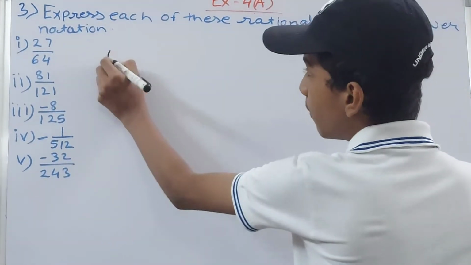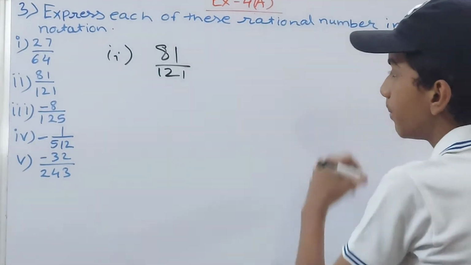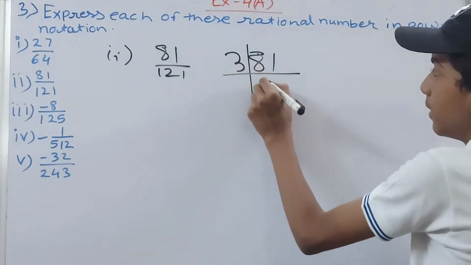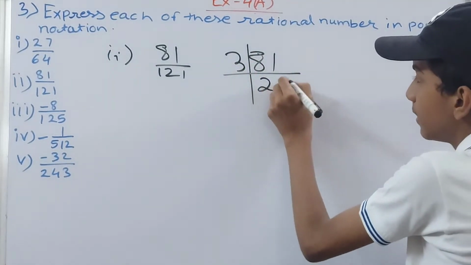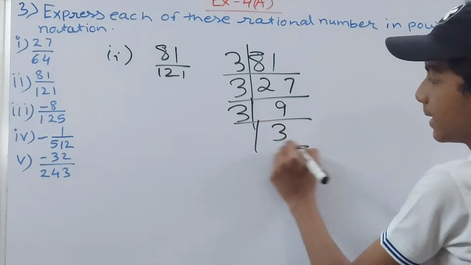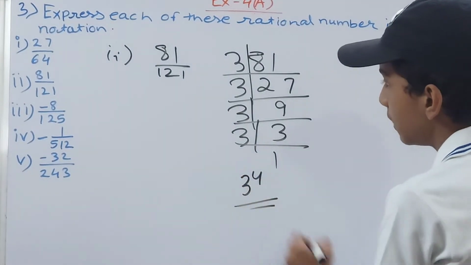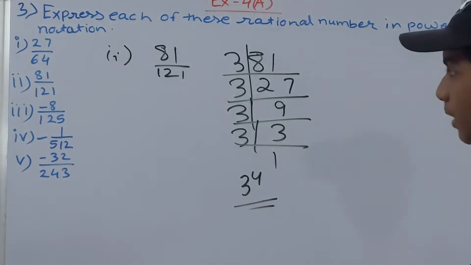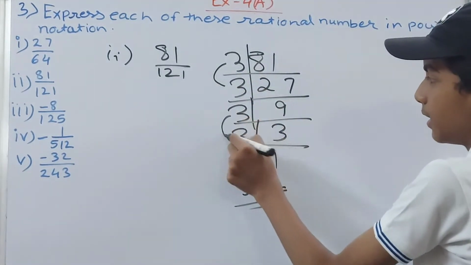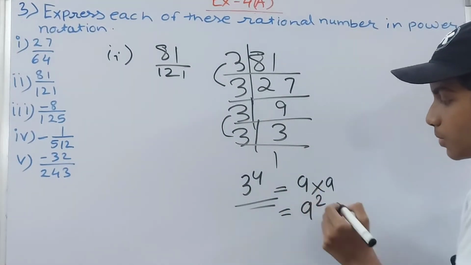Then we have 81 upon 121. So what we'll do is prime factorize it. First 81, divide by 3, then 27, again by 3, so 9. Now again 3, so 3, and then in the last 3, so 1. So we get 3 to the power 4 here, 3 into 3 into 3 into 3 basically. And this you can write as 3 into 3 is 9 and 3 into 3 is 9, so 9 into 9, 9 square as well.